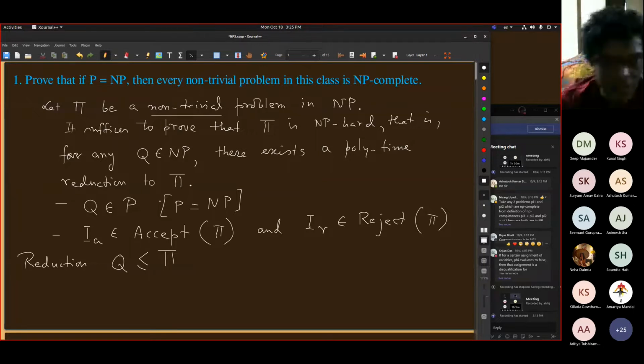No suggestion? So we run the algorithm of Q. If it accepts, we return something from IA. Otherwise, we return something from IR. That's it, right?